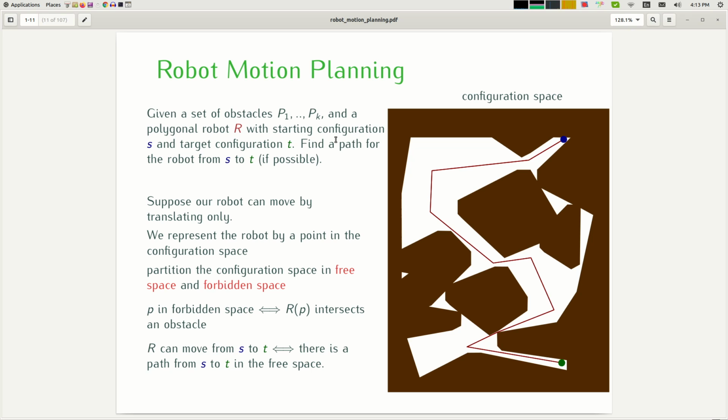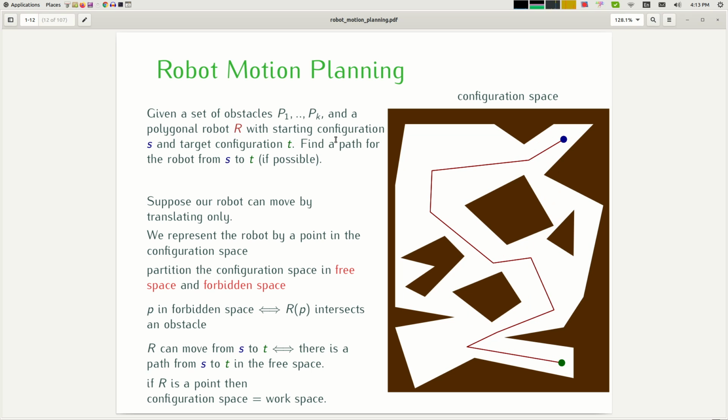Yeah, something like that. So before getting to the more complicated problems, there is actually one easy special case of this that we can solve already. And that is when the robot is just 1 point.